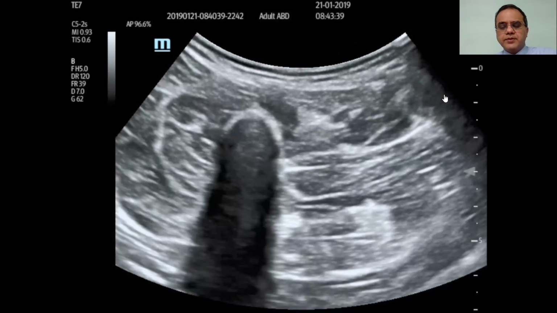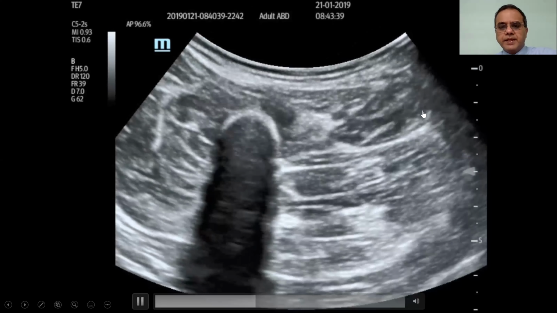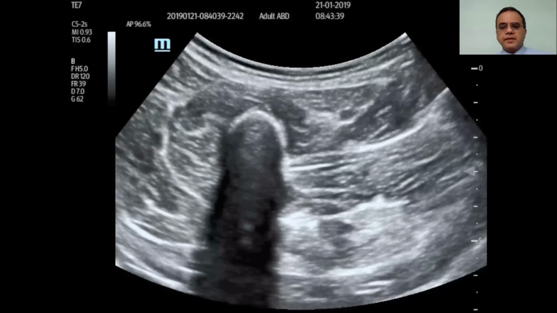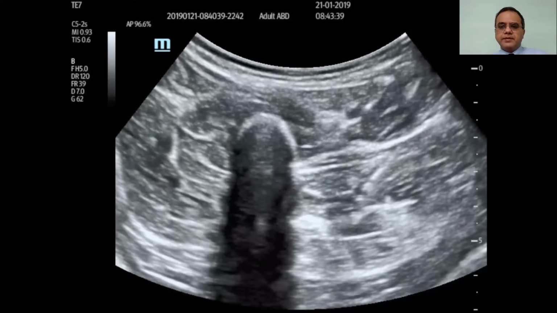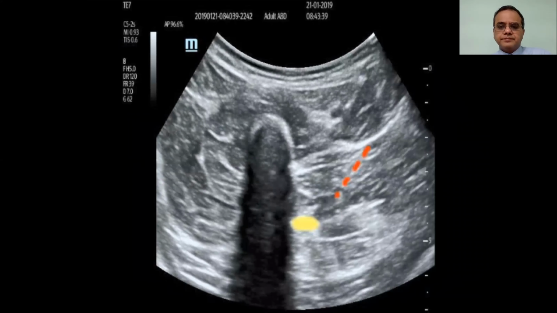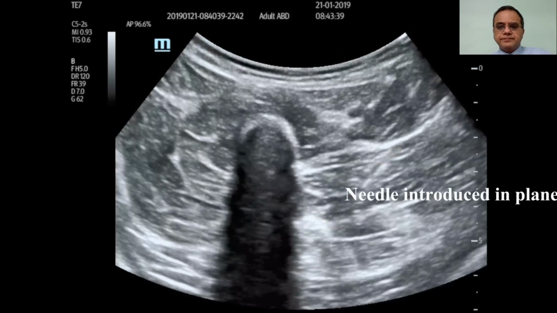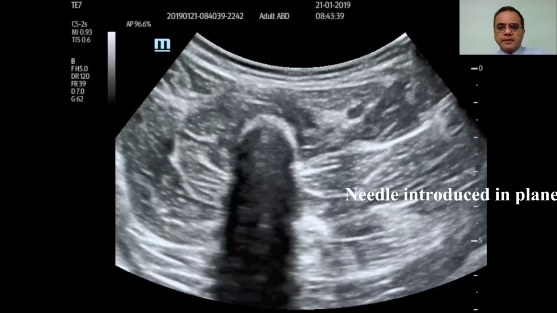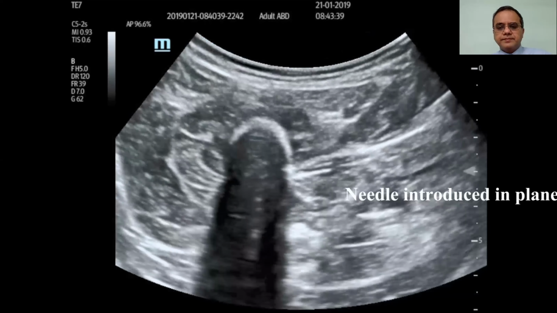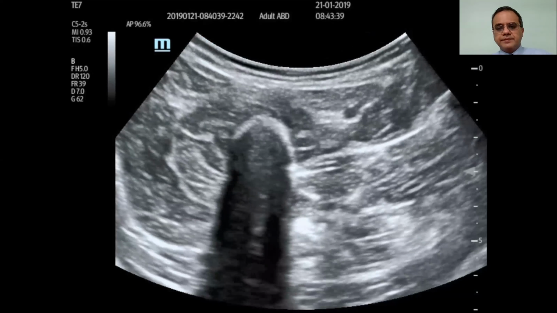Then the needle is introduced in plane. You'll see the needle coming in from this direction. I'm using nerve stimulation as well, and you can now see the needle quite clearly. You can see the twitches. And then I'm going to deposit the local anesthetic, which will surround the nerve quite nicely.